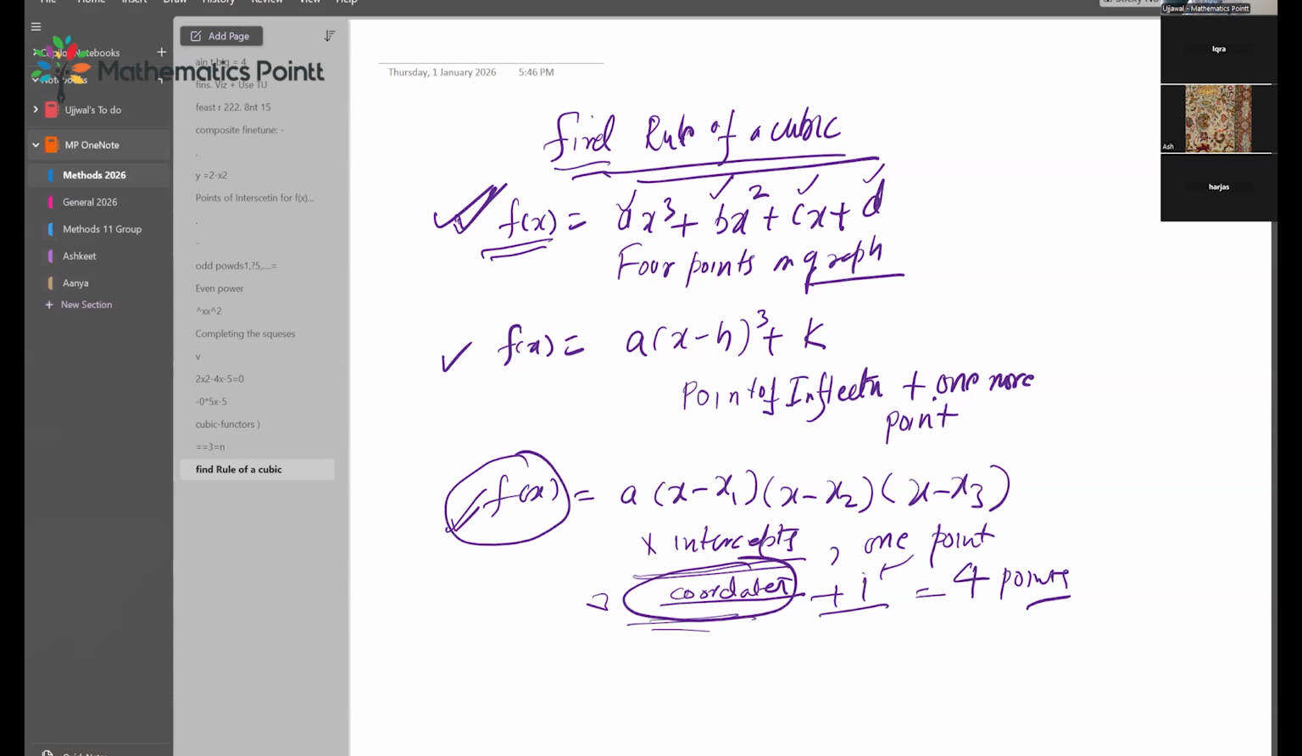So based on the information that is provided to you in the question, you should be using one of these 3 forms to find the rule of your cubic. Is this clear, everyone? And we are now going to jump on to questions. Is this clear?